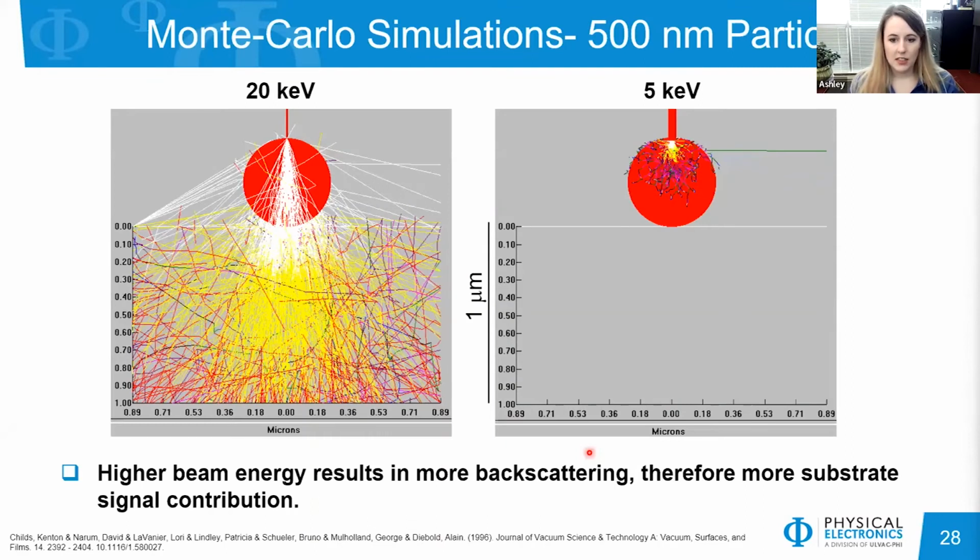To take a closer look at the effects of beam scattering, let's consider a 500 nanometer particle being impinged upon by a 20 keV beam versus a 5 keV beam. Even though the 20 keV beam is smaller in diameter, there is much more backscattering and will therefore be more signal coming from the substrate. The 5 keV beam, however, has a bigger beam size, but less scattering and therefore less substrate signal contribution.